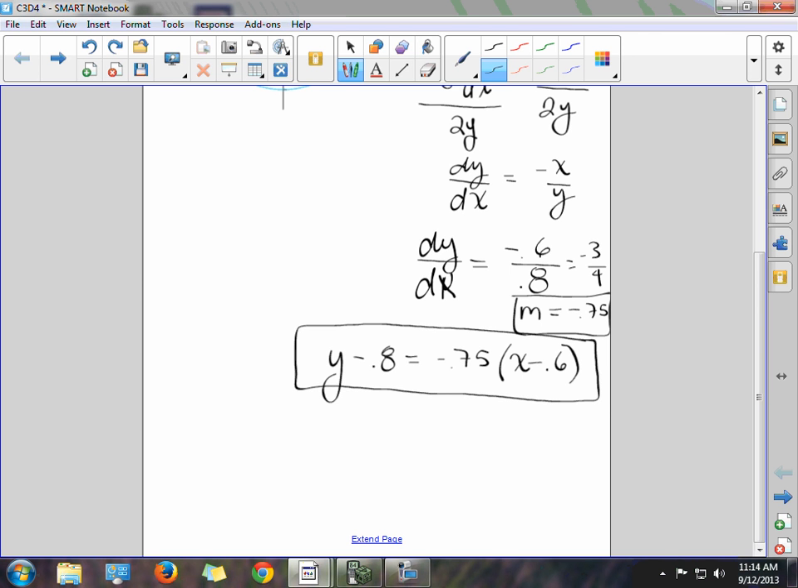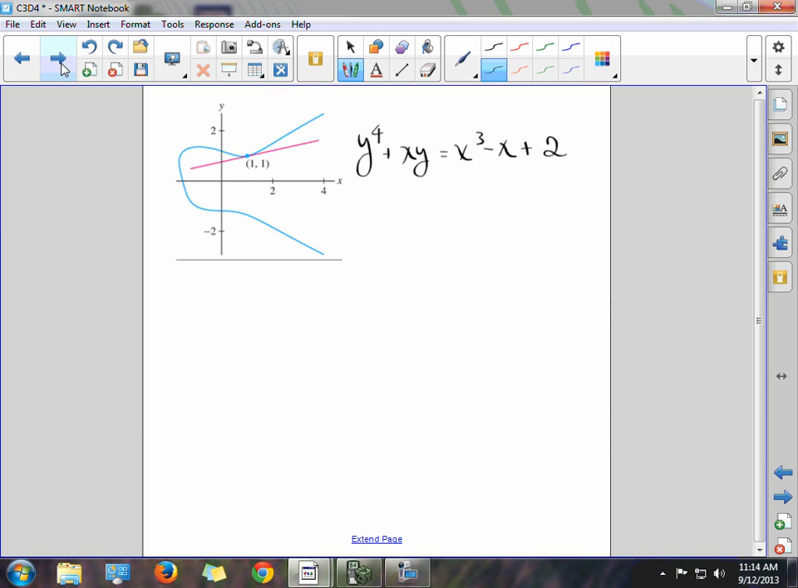Now the algebra on that one was pretty easy. Let's see if we can look at a different function. I'm going to flip back through. So I really like this graph. You can look at some really neat graphs when you're talking about this stuff because they don't have to be functions, so they can do all sorts of things and squiggle along. But here's one where we want to find the slope of the tangent line at (1, 1).